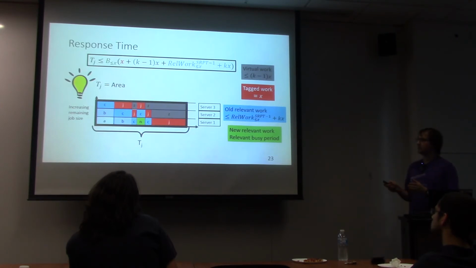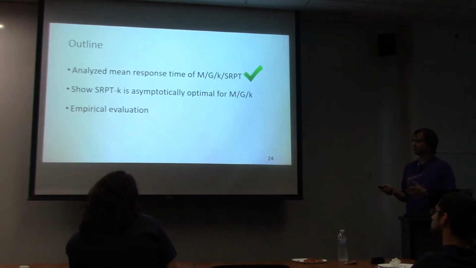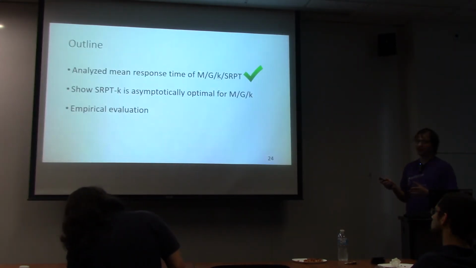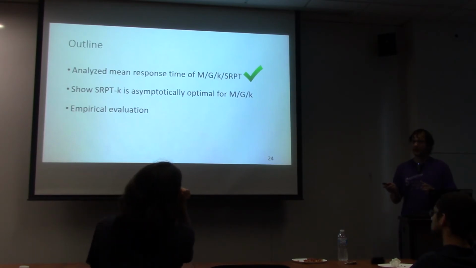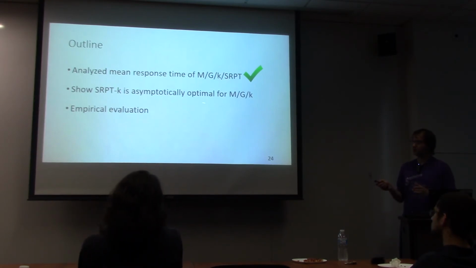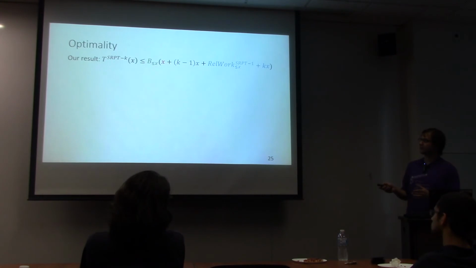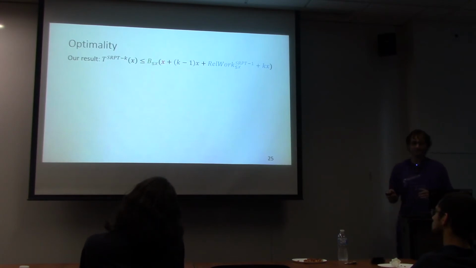Okay, so now let's take stock of where we are. We've analyzed mean response time of SRPT-K in the M/G/K. In particular, we've bounded it. Next, we want to show that SRPT-K is asymptotically optimal for the M/G/K. And we're going to use this bound to do this. So here's how we're going to do that. Here's what our result was. The response time of a job of size x is at most these 4 categories.